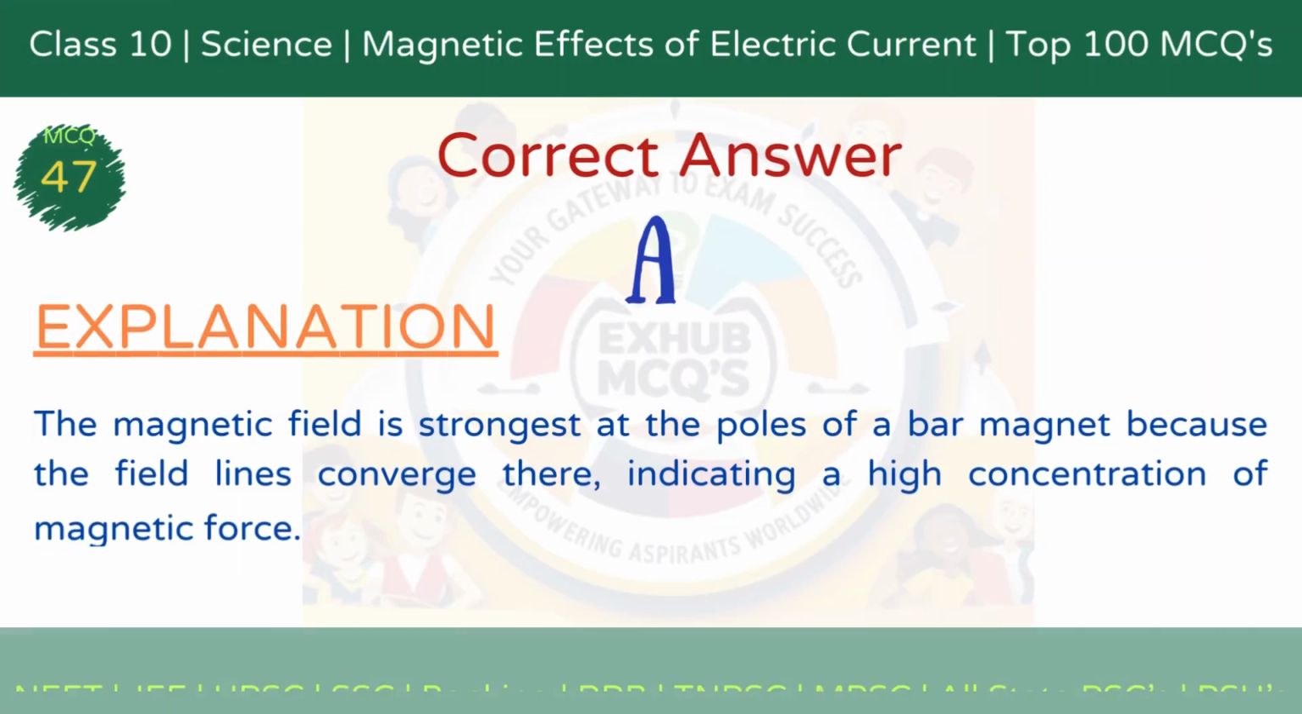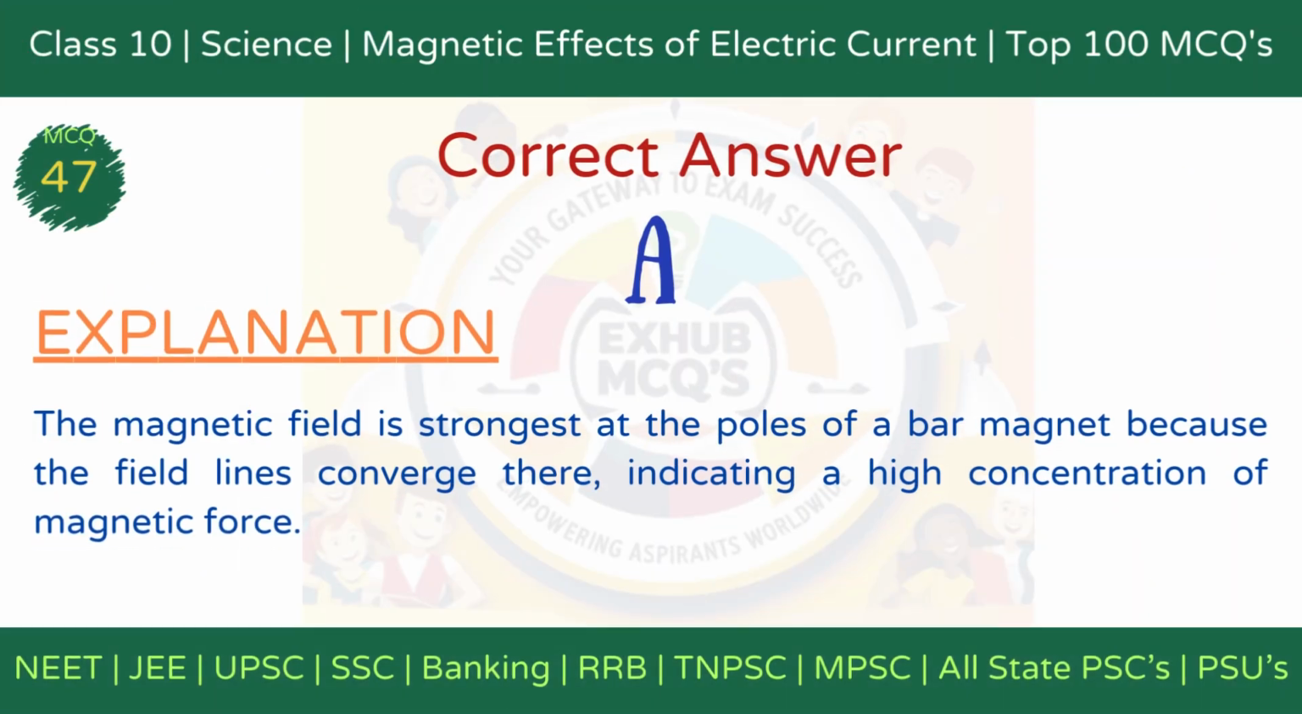The correct answer is option A, field lines converge at the poles. Explanation: the magnetic field is strongest at the poles of a bar magnet because the field lines converge there, indicating a high concentration of magnetic force.